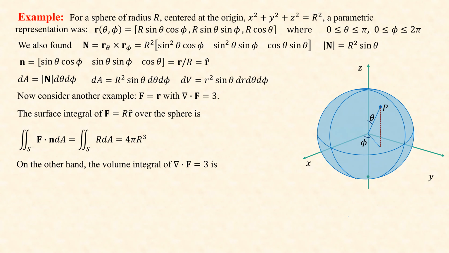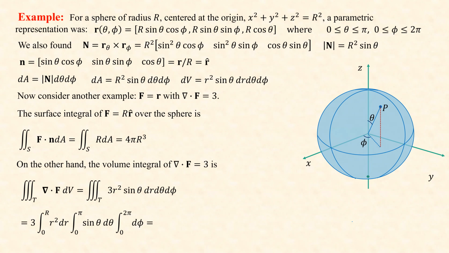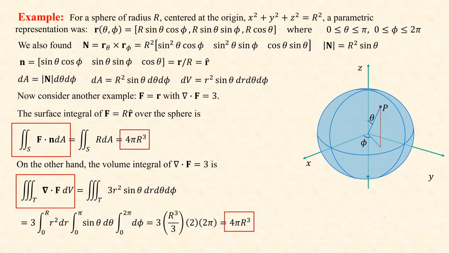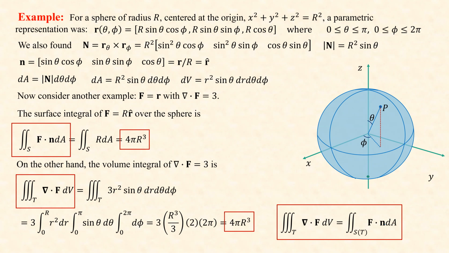On the other hand, the volume integral of the divergence of f, which is 3. That triple integral over the volume of the divergence of f dV is 3 times dV. Again, dV is R squared sine theta dr d theta d phi. The integrals can be separated. You get 3 times the integral from 0 to R of r squared dr, from 0 to pi of sine theta d theta, from 0 to 2 pi d phi. The first integral becomes R cubed over 3, the second one becomes 2, and the third one becomes 2 pi. So 3 times R cubed over 3 times 2 times 2 pi becomes 4 pi R cubed. Again, you see that these two are the same, and it confirms the divergence theorem.